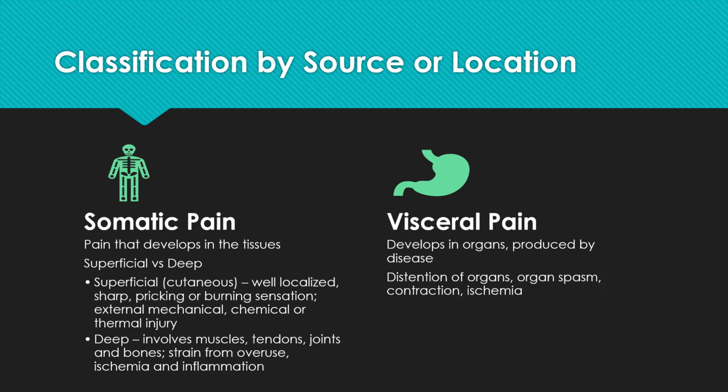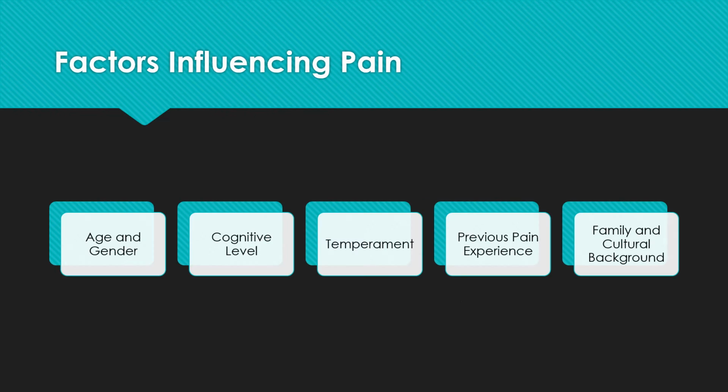So distension of an organ, maybe they have hepatomegaly, they have splenomegaly, right? It's that distension of those organs that's creating that discomfort or that pain. Contractions, ischemia, organ spasms are all visceral pain. So we've got really 6 different types of pain, right? Duration, acute, chronic, etiology, nociceptive or neuropathic, and then source location, somatic or visceral.